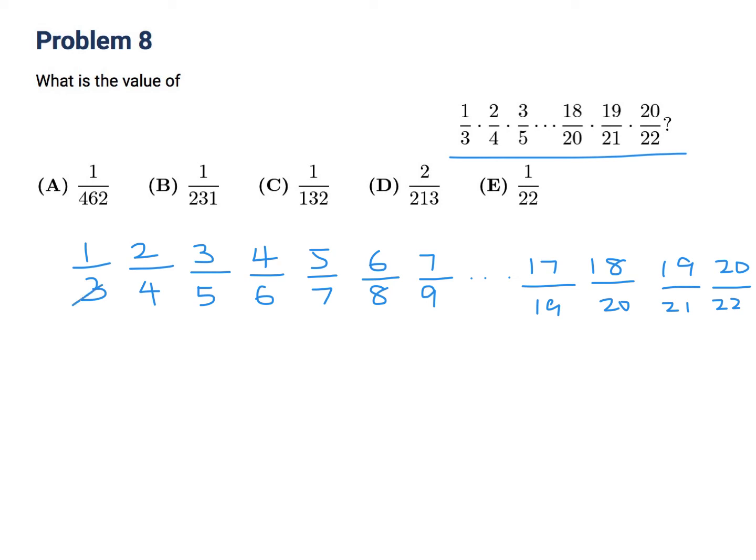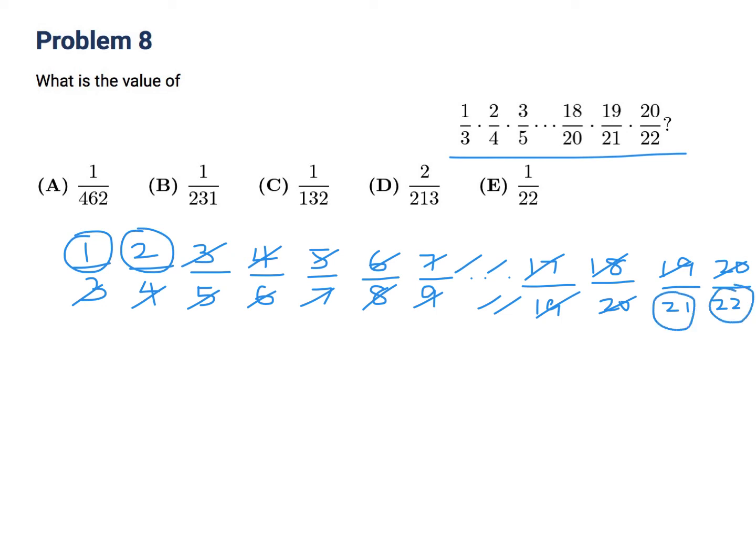So notice this 3 cancels with that 4 with that, 5 with that, 6 with that, 7 with that, and so on. These 8s will cancel with that 8, that 9 will cancel with that. Eventually, 17 down here will cancel with this 17. The 18 down here will cancel with that, 19 with that, 20 with that. There you go. So the only thing that is left, I will circle, are those numbers.